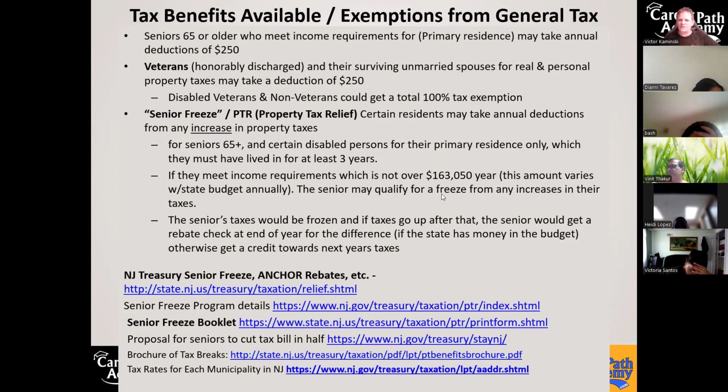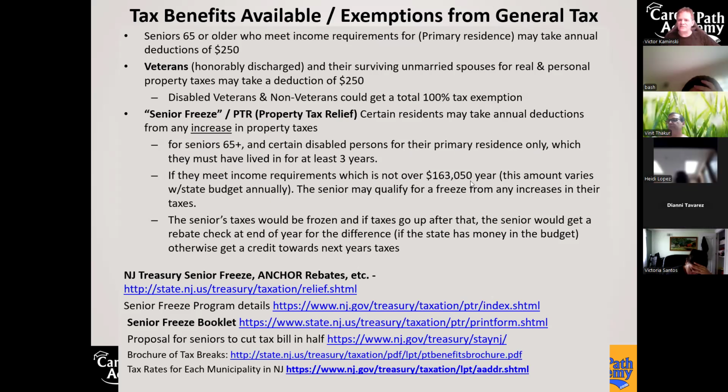The senior may qualify for a freeze from any increases in their taxes. So if that senior is making less than $163,050 a year, as of the last time I checked, that was the amount, they could qualify for the Senior Freeze program and have their taxes frozen. And they'll go back up to 2 years to see what their taxes were then, and then they'll lower them to that amount and freeze it at that.